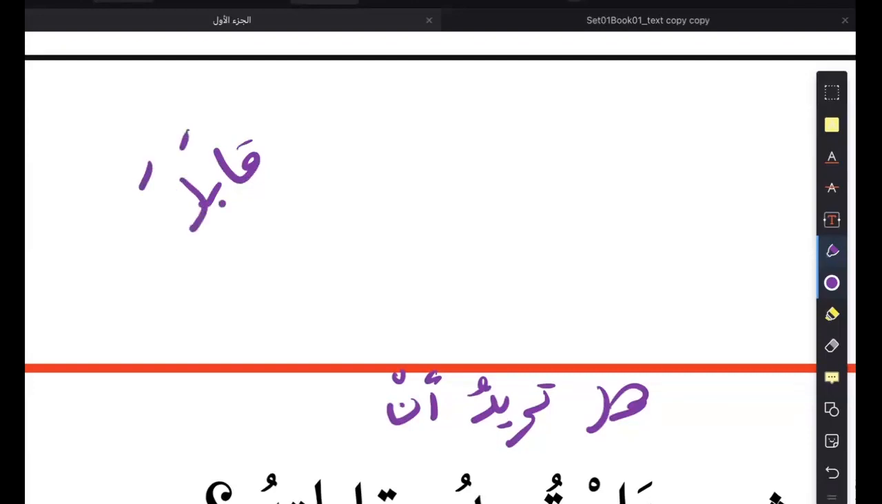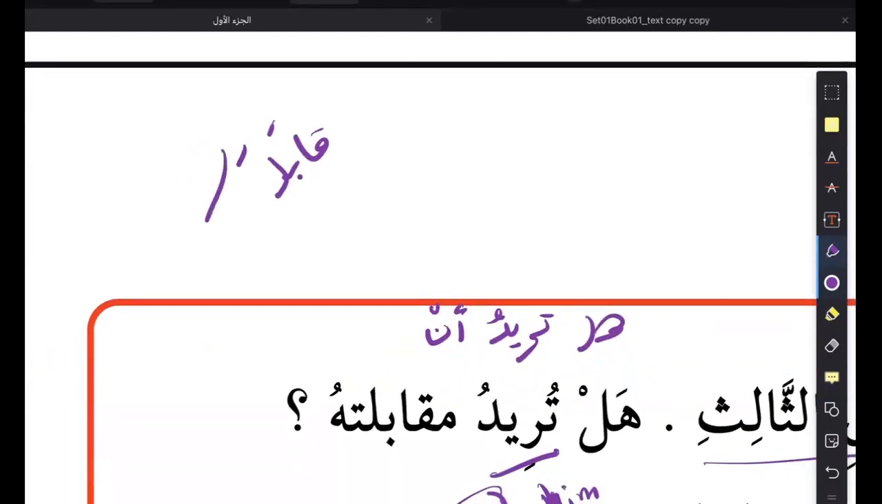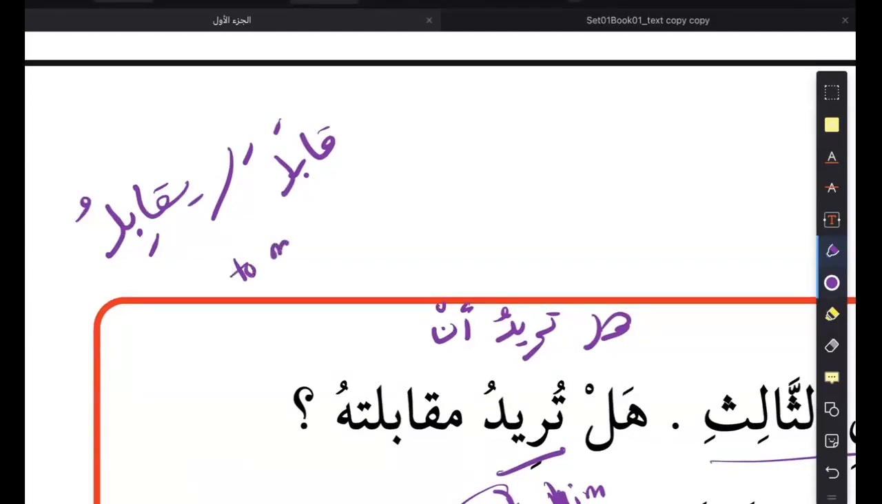Qabala, that is the verb, to meet. What is the present tense? Yuqabilu. Qabala yuqabilu, to meet. So qabala is the past tense, yuqabilu is the present tense.